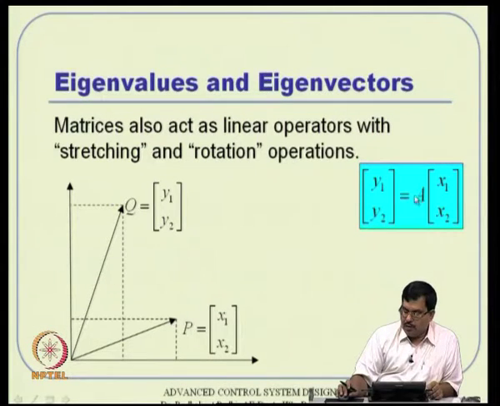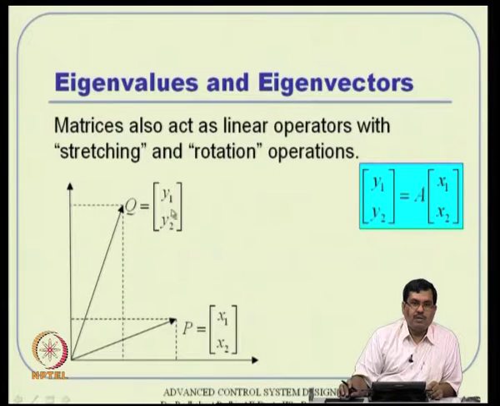Let us operate this matrix A on a vector to a point P starting from the origin, which has coordinates x1 and x2. If I have some point P given by a vector from the origin to P, with coordinates x1 and x2, and I multiply that with A, then I will get y1 and y2, for which I will get a point Q, let us say.